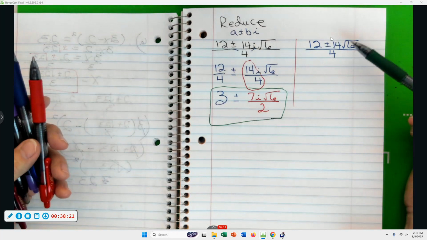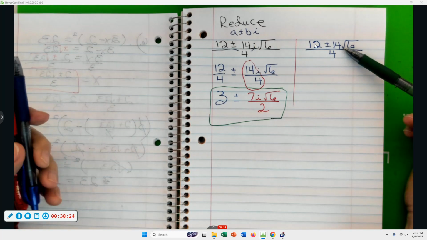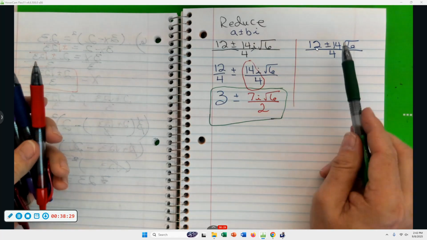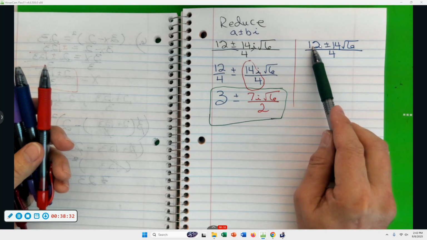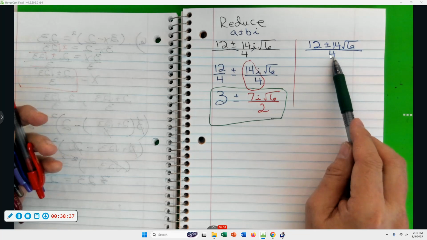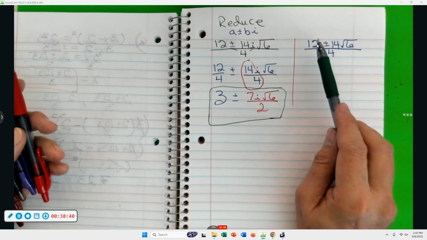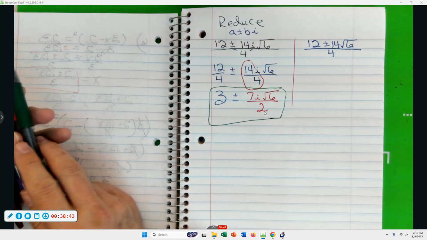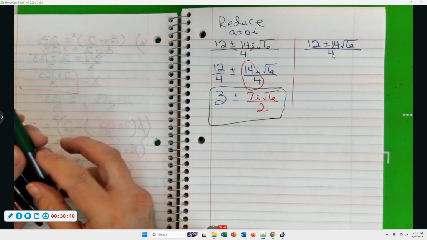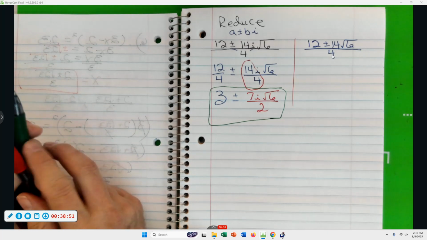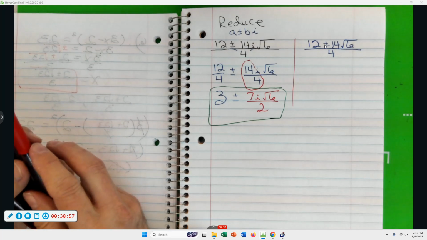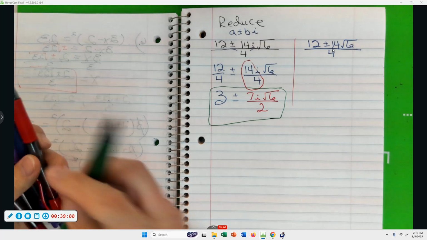Now, suppose there isn't an I. If there isn't an I, you look at the three numbers that are not under the radical. You look at the coefficient of the radical, the real part, the integer part, and the denominator. 14, 12, and 4. What's the biggest number that divides evenly into 14, 12, and 4? 1 divides in evenly, but that doesn't do anything. There's another number that divides evenly into 14, 12, and 4. 2.